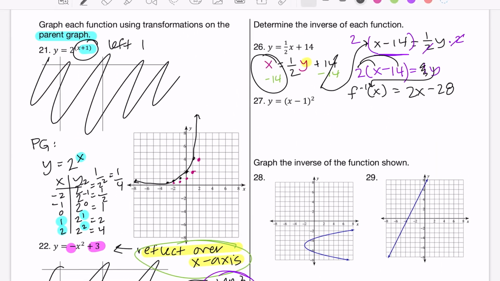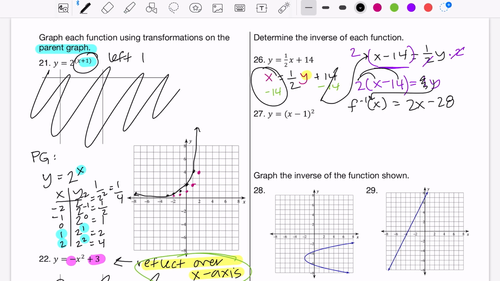The next one says y equals (x minus 1) squared. So step 1, to find the inverse, give it a try. Switch the x and the y. Okay, so this is that part of that. Now it says solve for y. So if I'm solving for y, that's the part that I'm looking to get by itself.